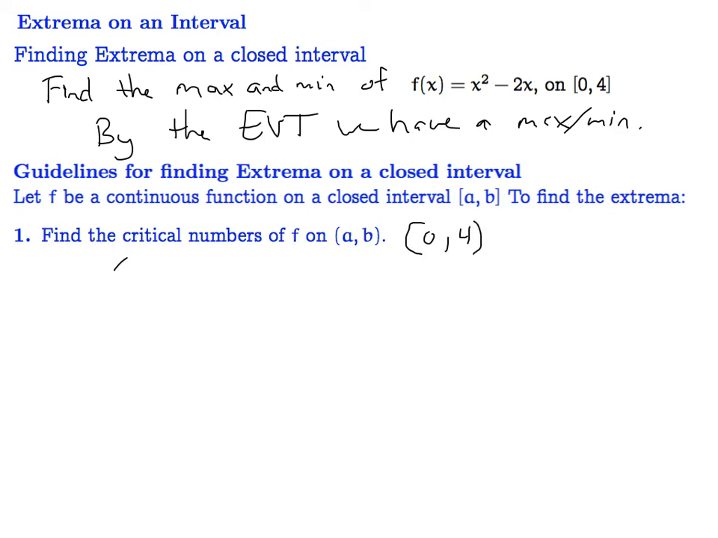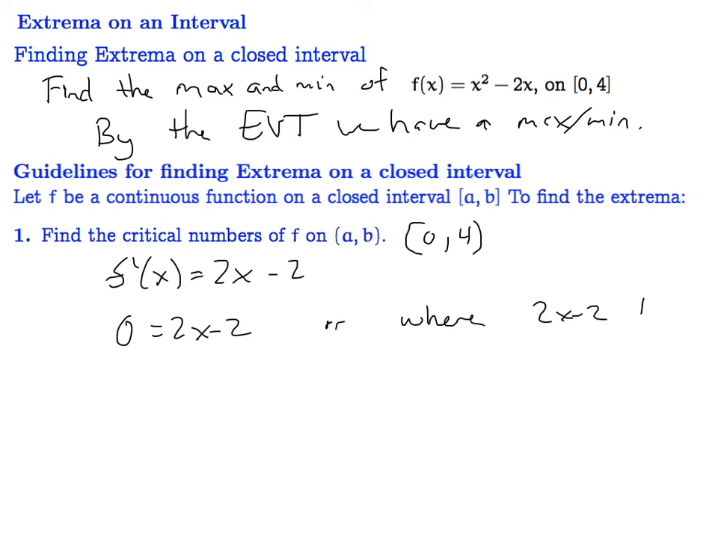So the first thing we need to do is take the derivative of our function, and by a simple application of the power rule it's going to be 2x minus 2. And we know critical numbers are going to occur where our derivative is equal to 0 or where our derivative does not exist.